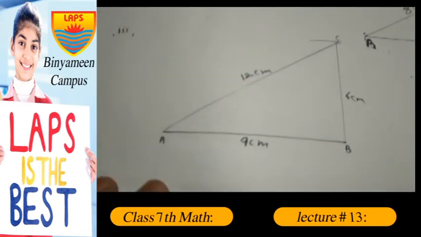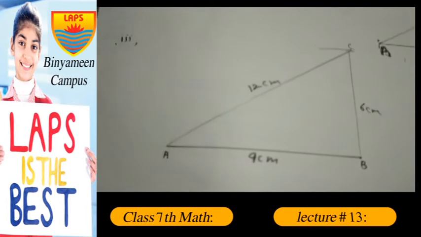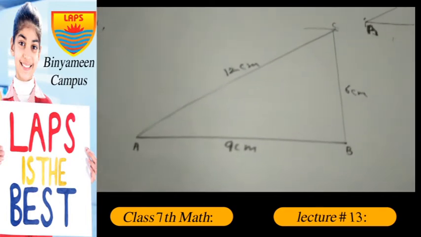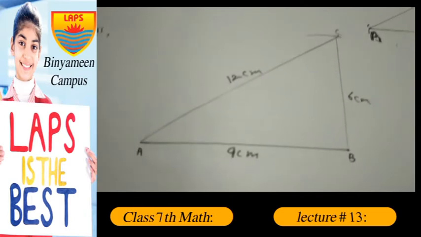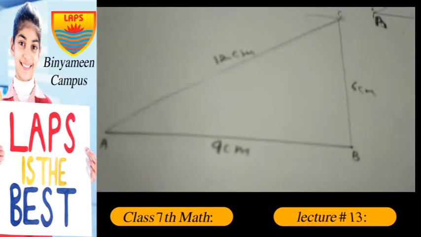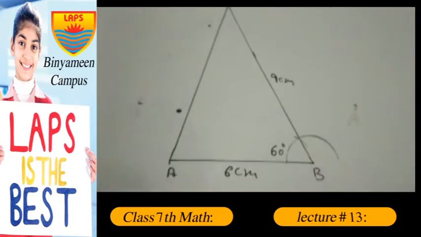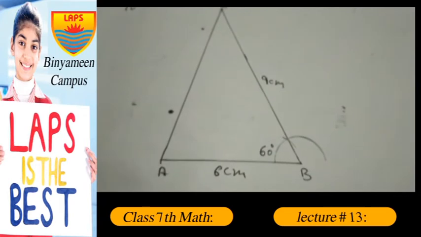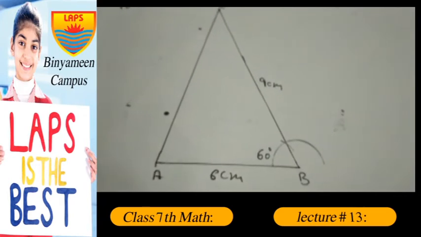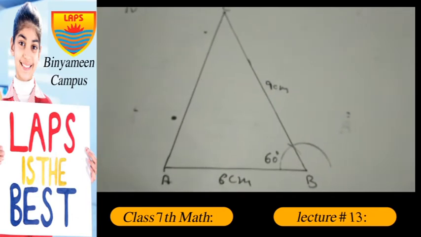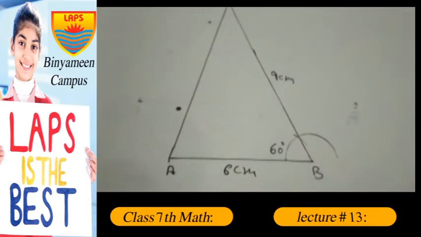Third part already done for you. This part is the same and similar. AB is 9 centimeter, then BC is 6 centimeter, then AC is 12 centimeter. Write the steps. Part 4 I do for you. First, draw AB 9 centimeter. Draw AB 6 centimeter.